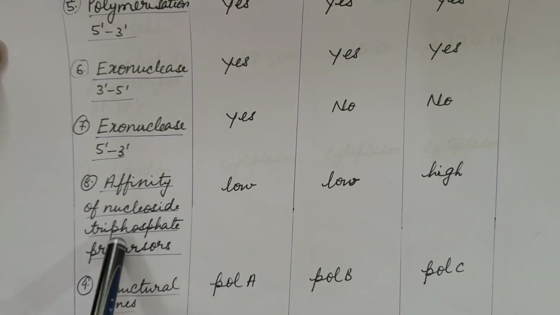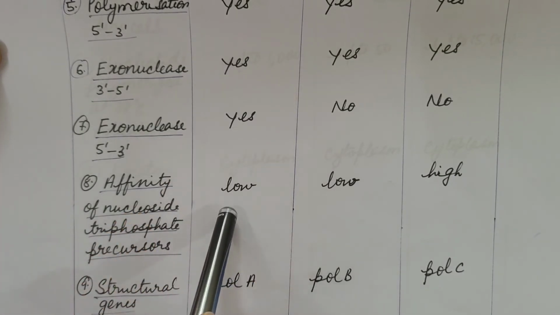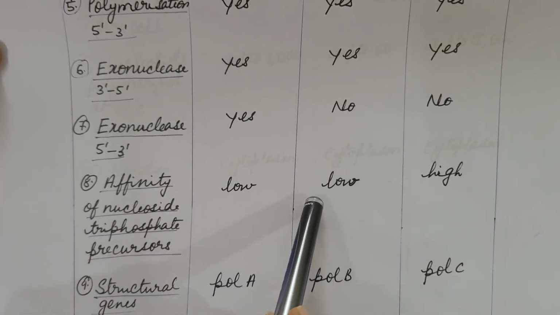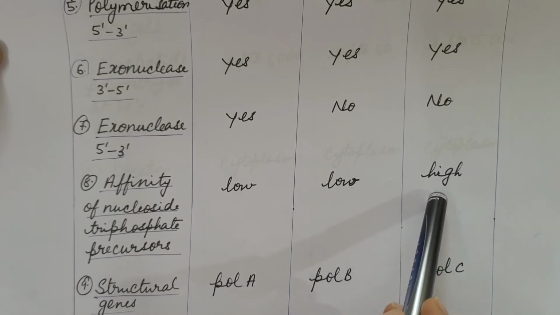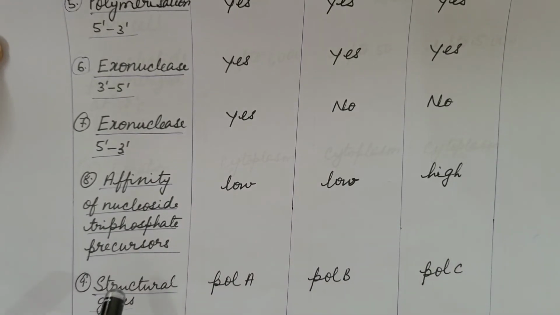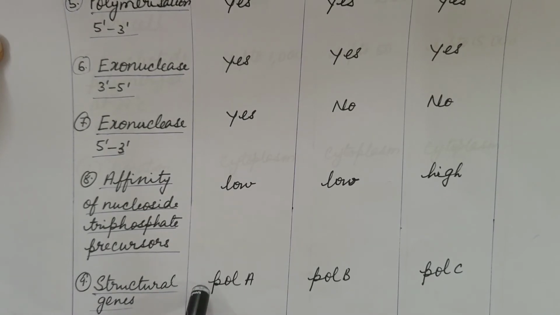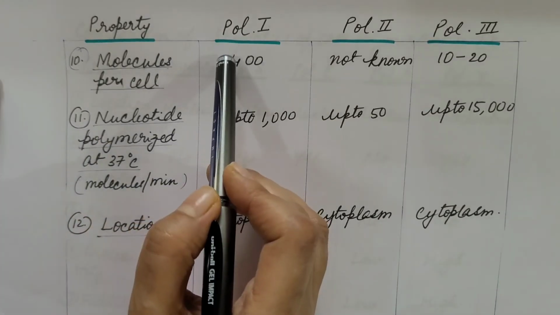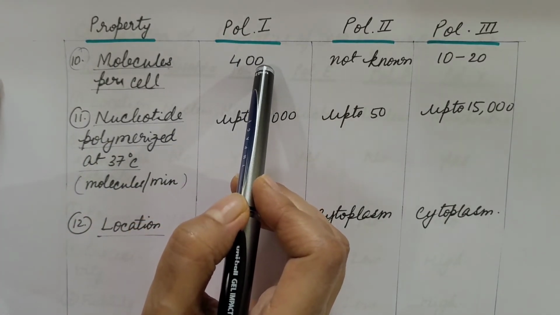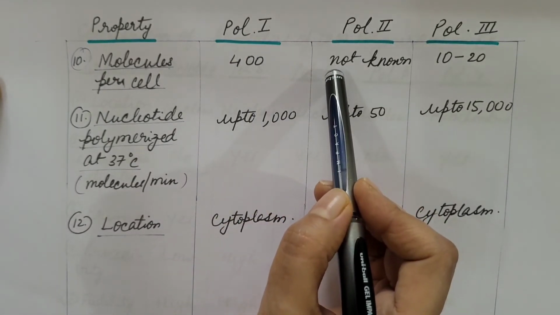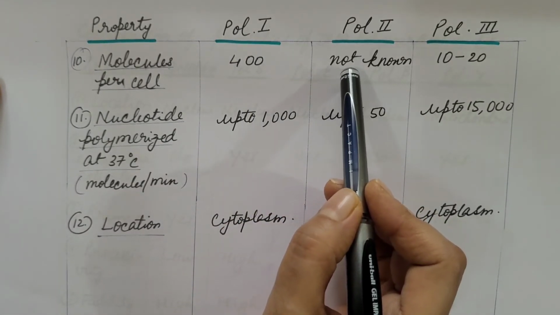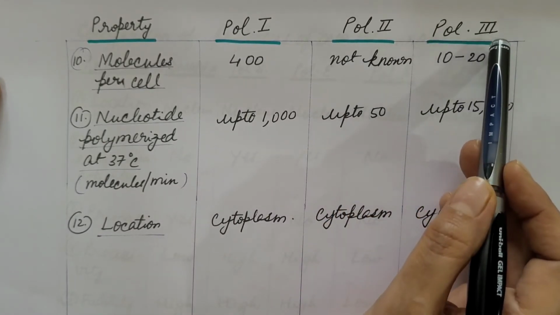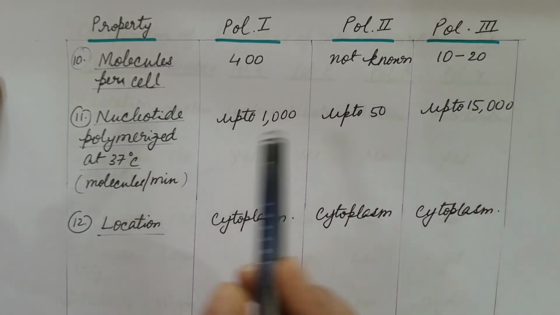Affinity for nucleoside triphosphate precursors. Polymerase 1 has low affinity. Polymerase 2 also has low affinity and polymerase 3 has high affinity. Now the structural genes. For polymerase 1 it is Pol A, for polymerase 2 it is Pol B and for polymerase 3 it is Pol C. Number of molecules per cell. There are 400 polymerase 1 molecules per cell. The number of polymerase 2 molecules per cell is not known and polymerase 3 is 10 to 20 per cell.